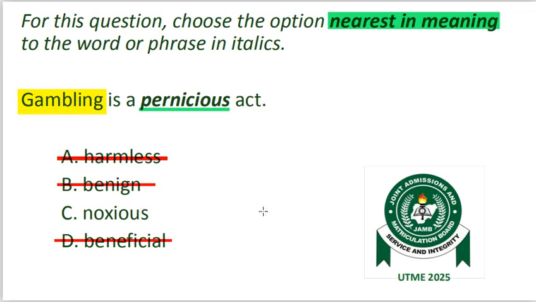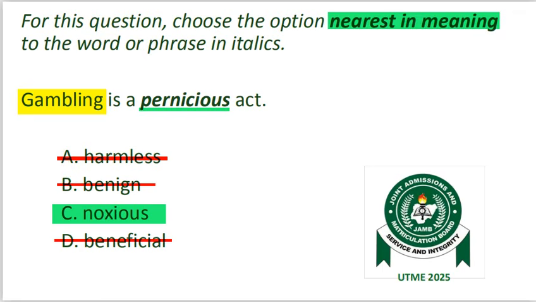Looking at all the options, harmless, benign, so we are left with noxious. Noxious means harmful. All the options except option C have positive meaning. Harmless, benign, beneficial, all have positive meaning. It's only noxious that has the negative meaning. Noxious actually means harmful. That is our correct option.